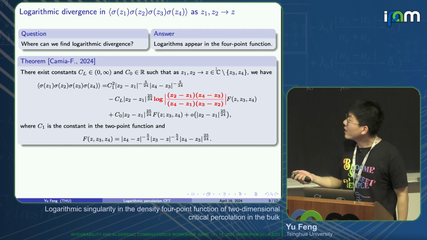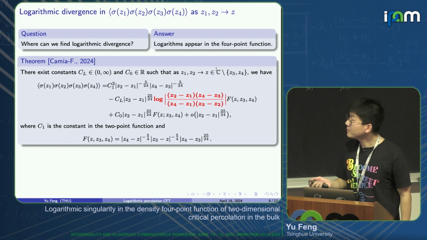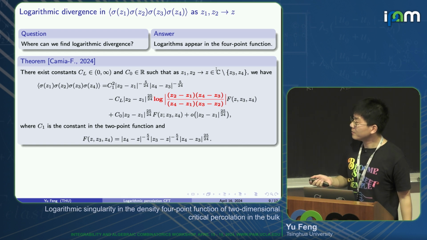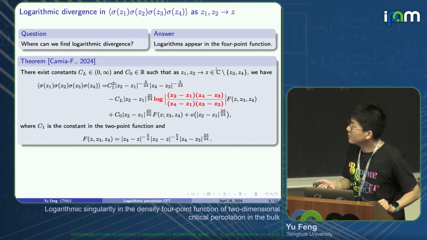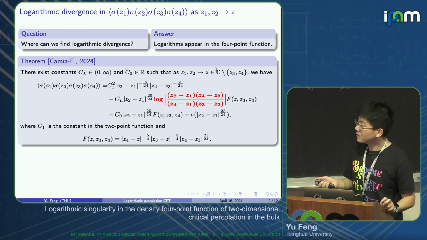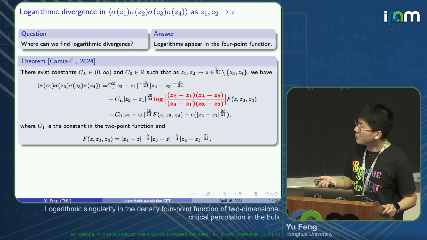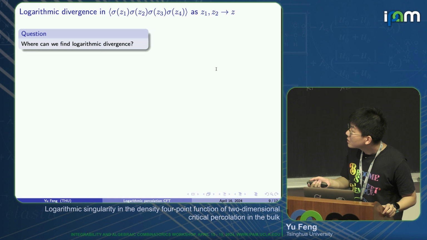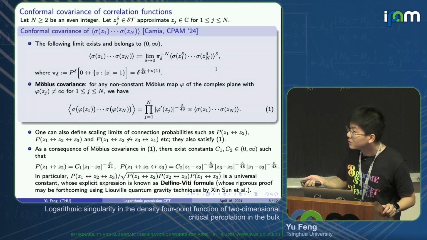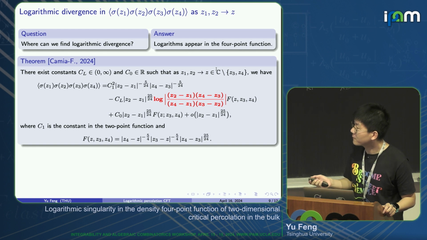So if we let z1 and z2 tend to a single point, then the 4-point spin correlation has this asymptotic expansion. We have the first 3 leading terms, and the leading term is the product of 2-point functions. And there is log in the sub-leading term. This constant C1 is just the constant in the 2-point function. And this CL is a positive constant, and the C0 is a real constant. And this function f is also explicit.